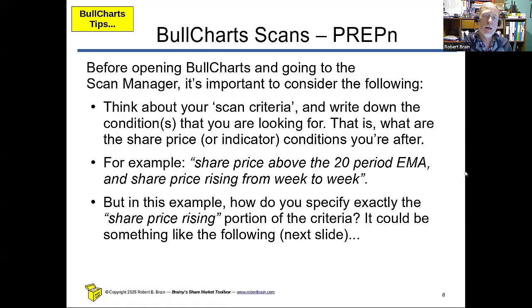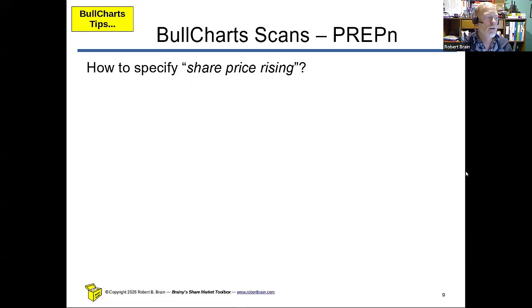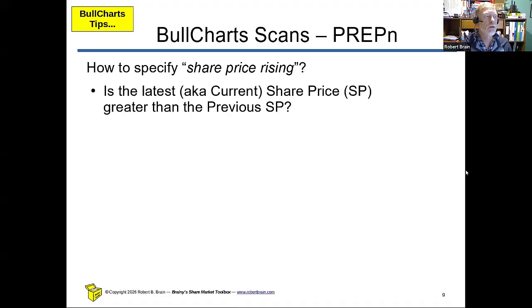In this example, though, how would you specify exactly what share price rising means? There are a few ways to do that. One is to look at the latest or the current share price and compare it to the previous one. And don't forget, if you've studied share price movement long enough, you'll know that share prices tend to go up for a little while, then fall for a little while, then go up some more, and then fall some more. So just looking at the latest share price compared with the previous one is not foolproof. Maybe a moving average of the share price is rising.